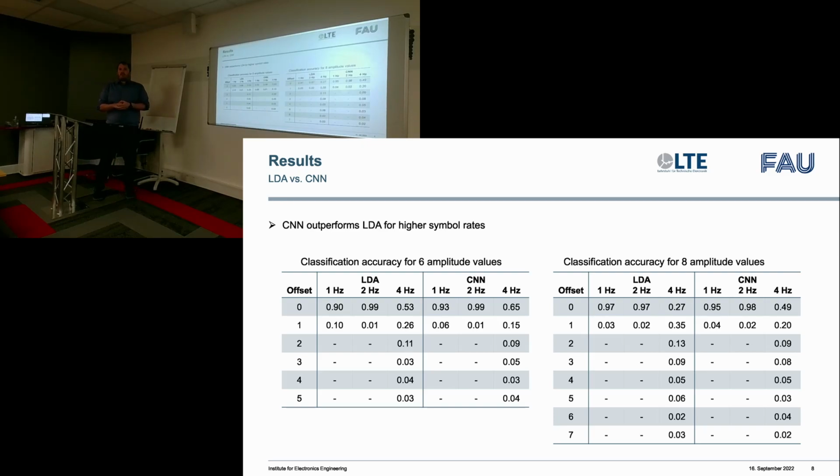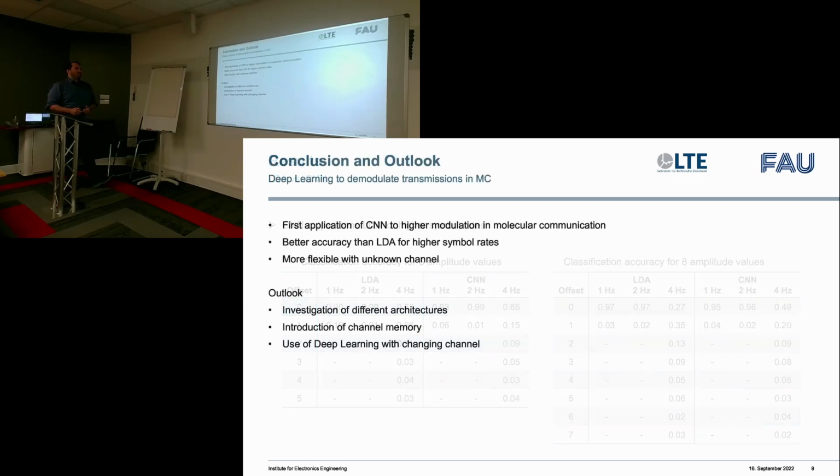Now, how does this compare to our conventional approach? Here you see some tables for 6 amplitude levels and 8 amplitude levels with the linear discriminant analysis and the convolutional neural network. Basically, if you look at the first columns, for 1 symbol per second and 2 symbols per second, they're more or less the same. We have some deviation there, but it's not really worth mentioning. Once we go to the higher symbol rates, where inter-symbol interference gets really tough, we actually see a quite significant success of the deep learning approach and better demodulation results.